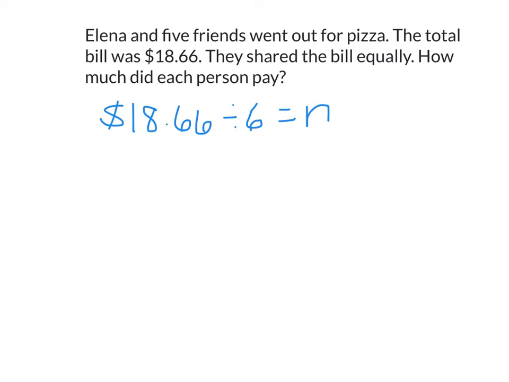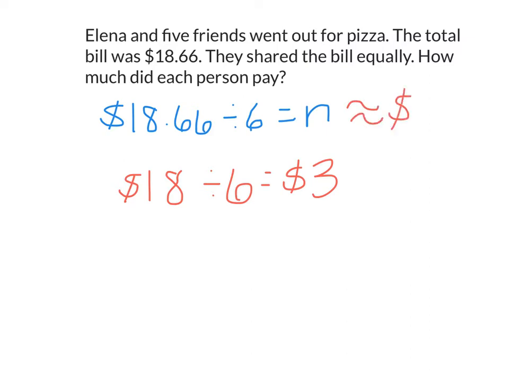Let's first estimate this using compatible numbers to figure out what our answer should be close to. So we have $18.66. Our number we're dividing by is 6. If we take a look here, 6 goes into 18 evenly. So we're going to estimate $18.66 to being just $18, and we'll divide that by 6, which equals $3. So our answer is going to be about $3 a person.